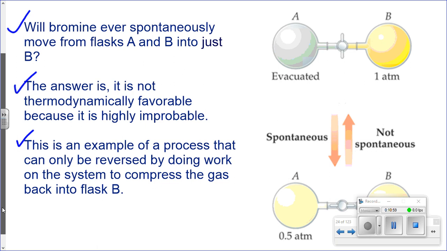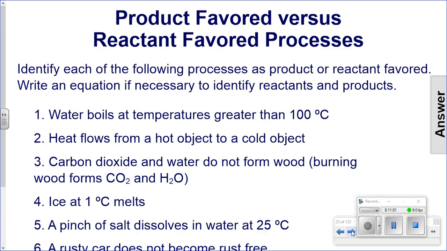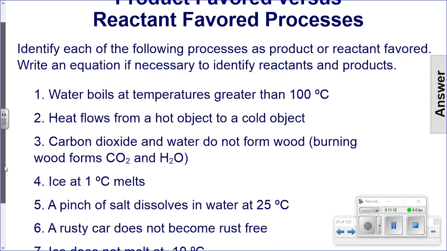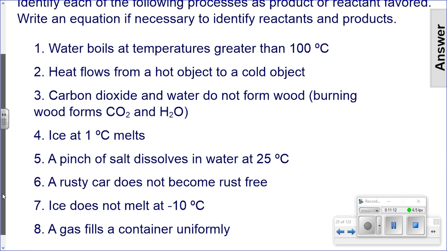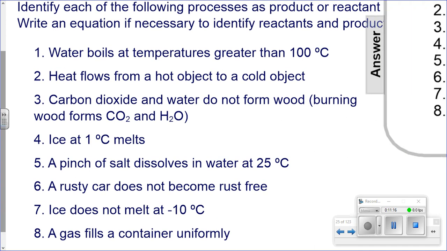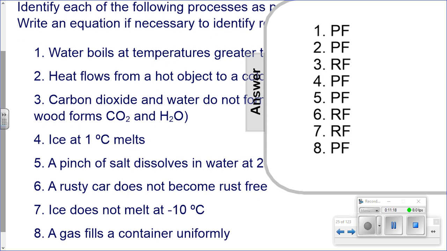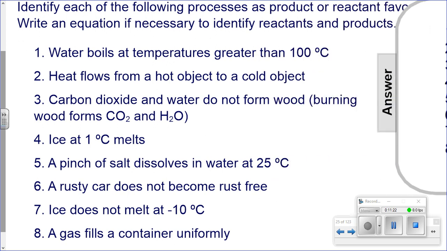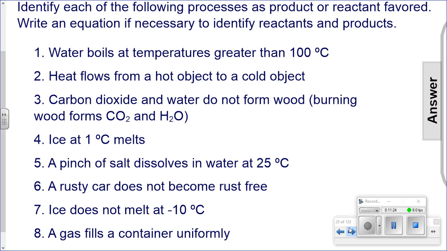All right. So, products favored versus reactant favored processes. Identify each of the following processes. Again, we'll go over this in class. You can take a look at this. I'll show you the answer. I think that's been really helpful. There's a bunch of them. And the answer is, again, pause it when you need to. So those are product favored versus reactant favored. PF versus RF. Pause the video when you need to.